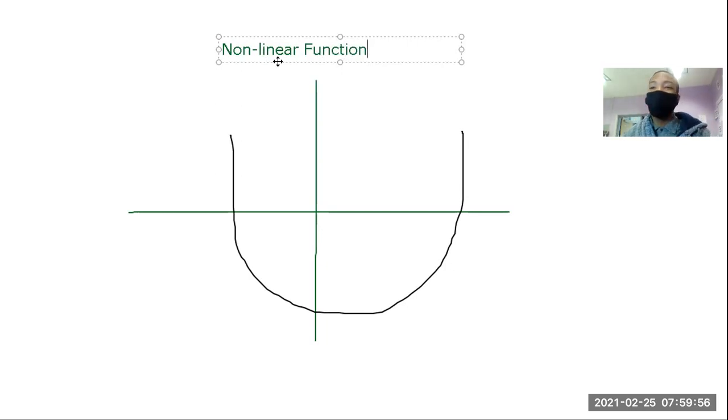All right, so that's just a brief overview of what linear versus nonlinear functions are. Just to recap, linear functions are straight lines that pass the vertical line test, and nonlinear functions are not straight lines that also pass the vertical line test, period. All right.